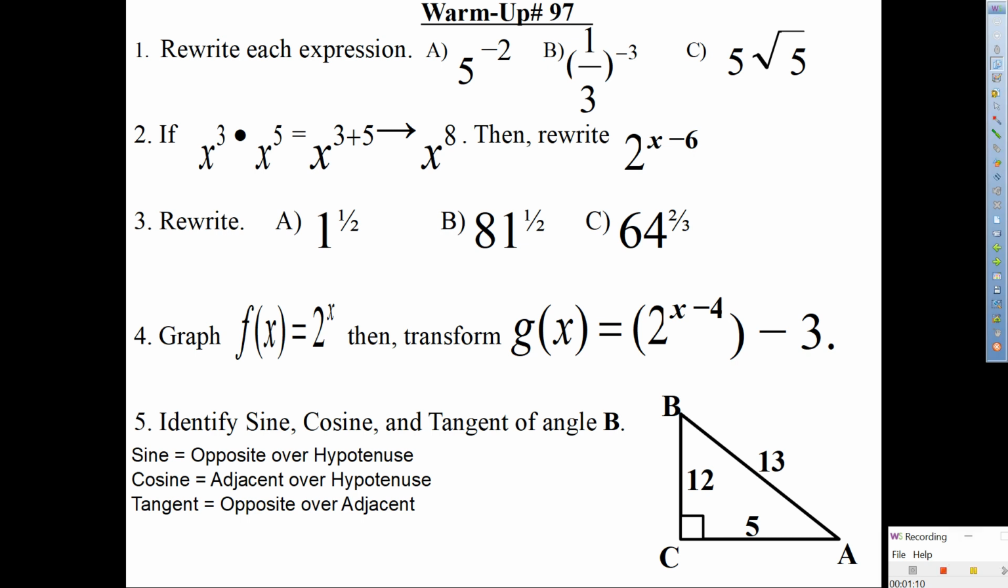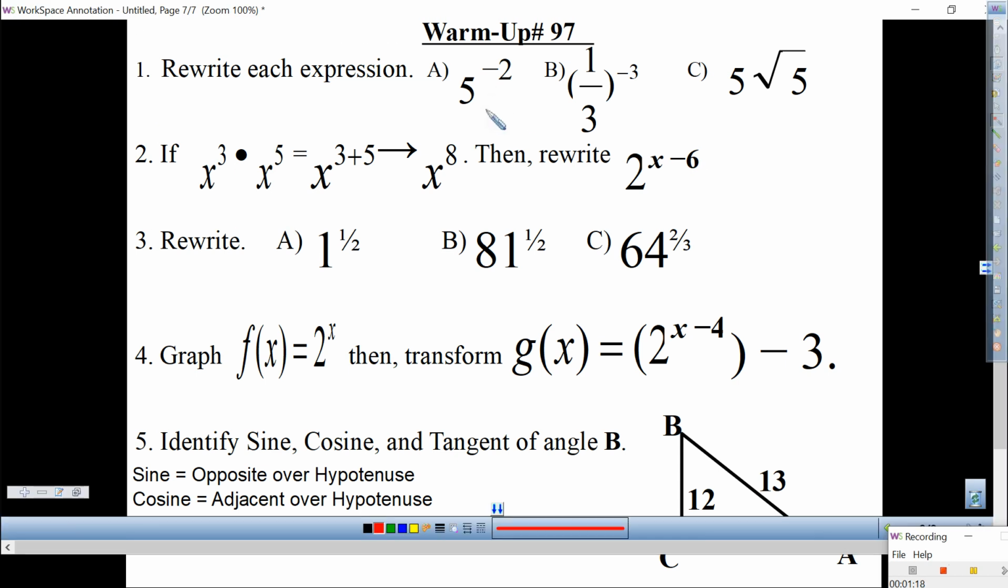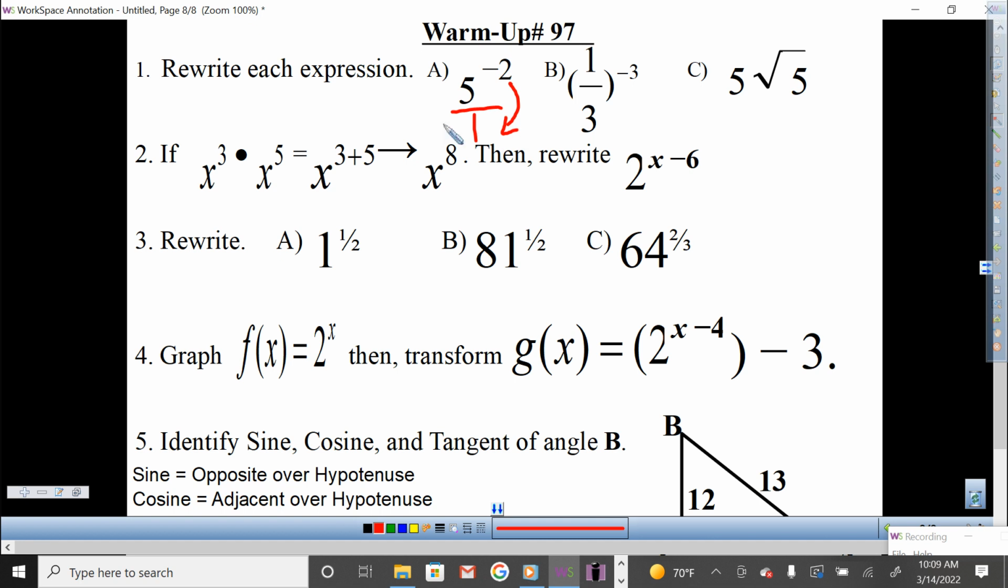All right, here we go. Let's see how we did. Number 1A. Put that over 1. The reciprocal. So that is 1 over 5 to the second, which is 1 over 25. Hands if you got that. Okay, good.